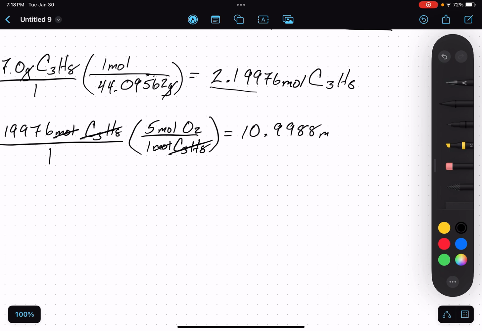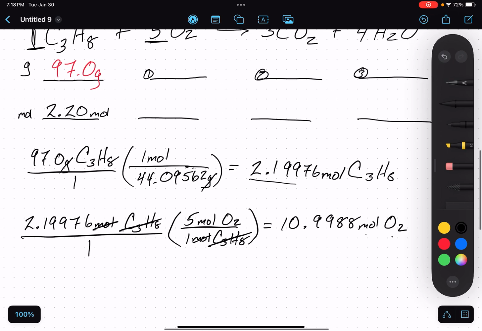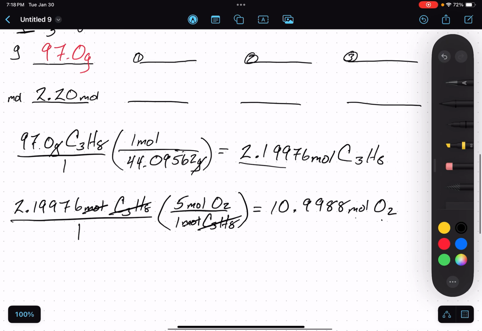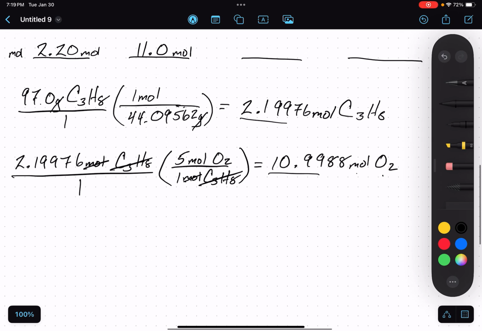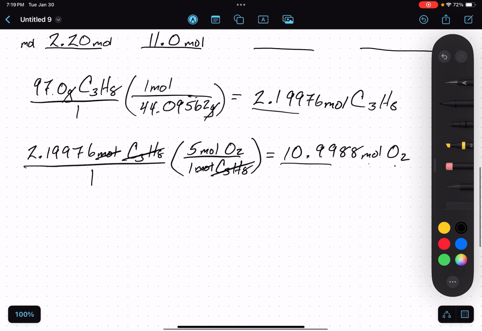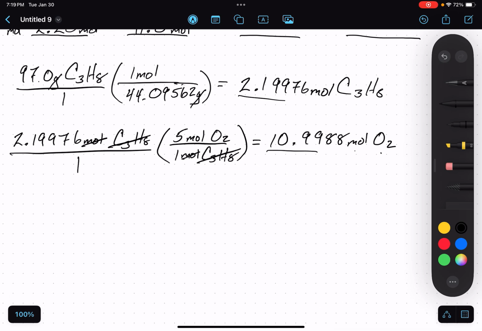10.9988 moles of O2. Whenever you're doing this, just make sure you always include not only the units, but also what the substance is. Now I'm going to put that information. Again, 3 significant figures here. Look to the right, I have a 9, so I round it up. So my answer here is about 11.0 moles of O2. I'm just going to keep the number I have right there, 10.9988.